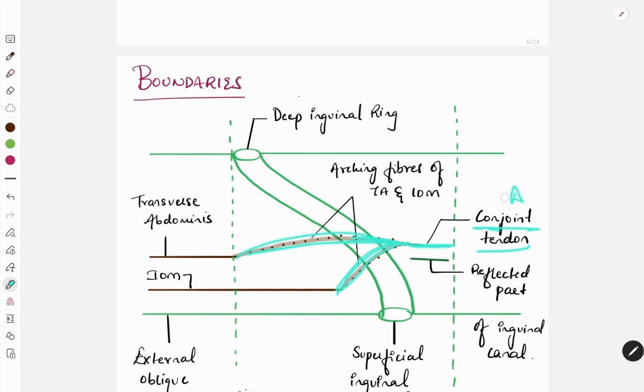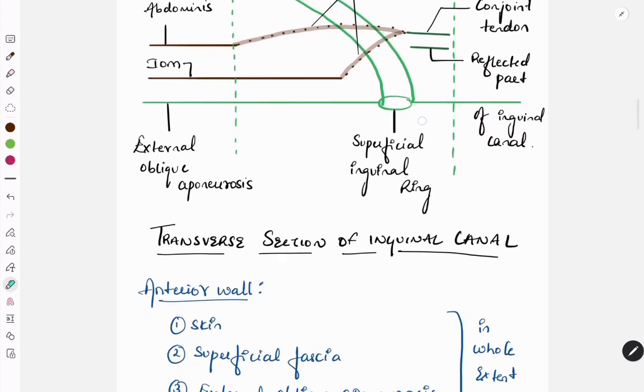This is a very important thing to remember. On this side, these two are present as separate muscles, and while going on the roof, the arcing fibers join together and form this common tendon, that is the conjoint tendon, which is present posteriorly. And then you have the reflected part of the inguinal ligament, which is present in the medial most part.